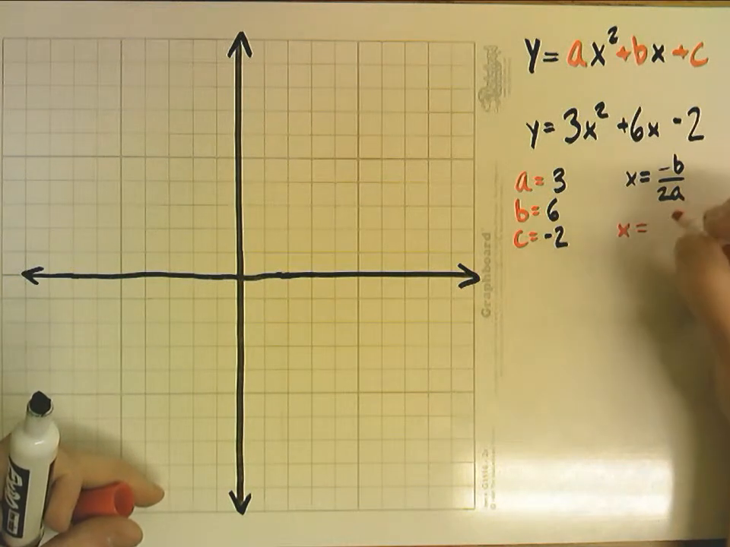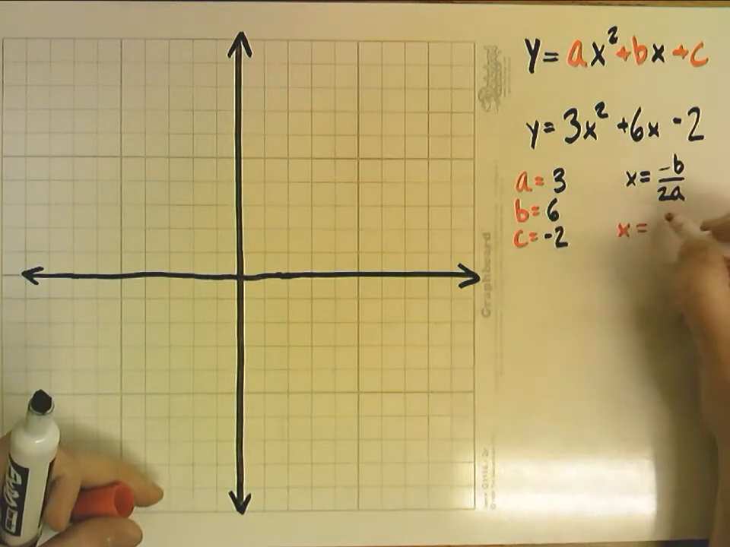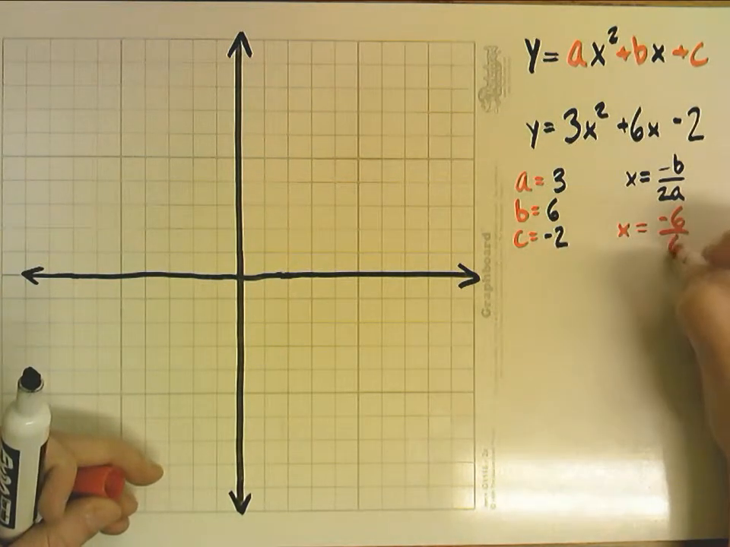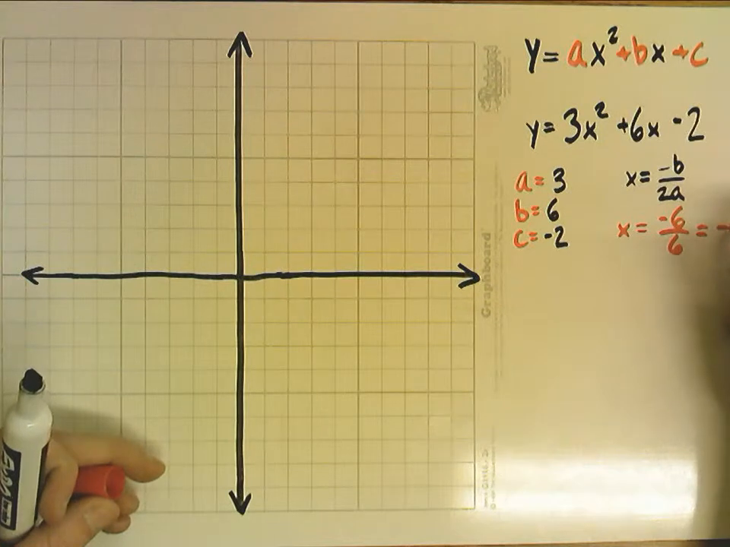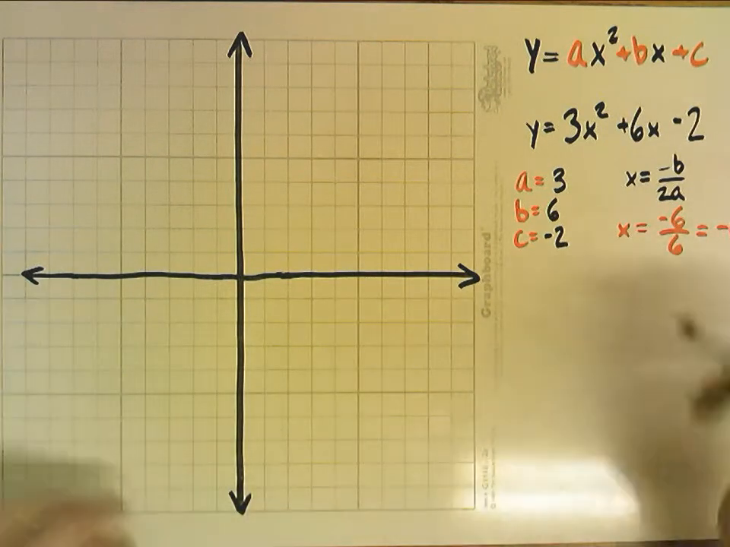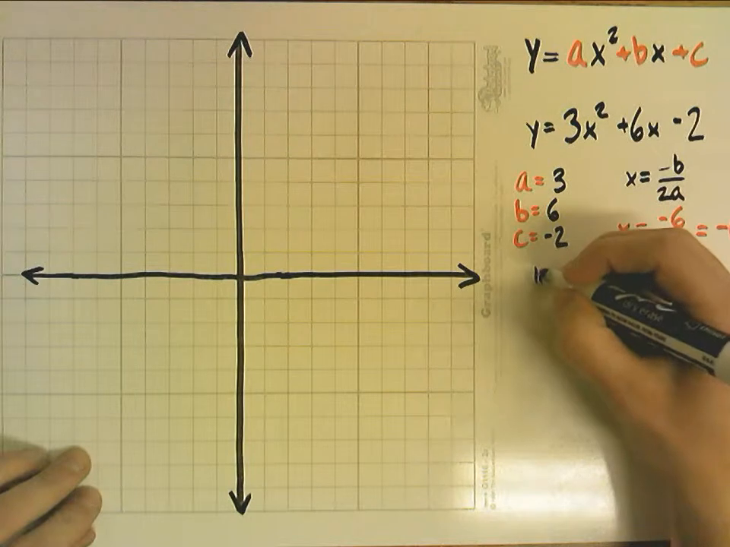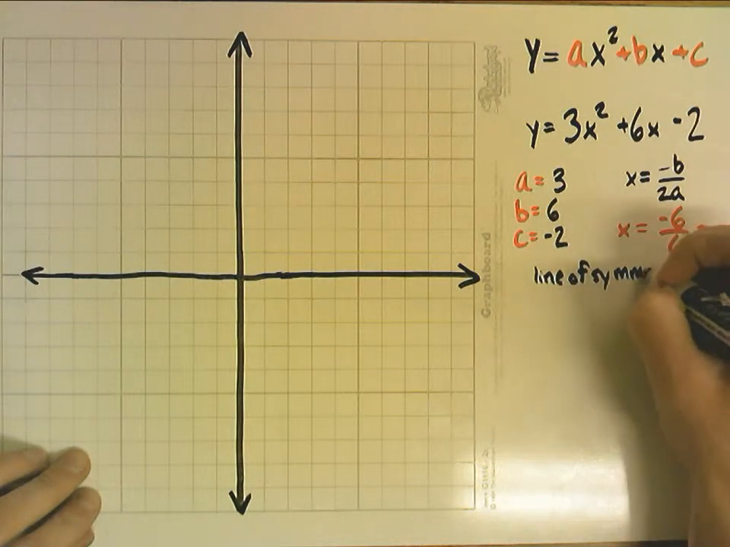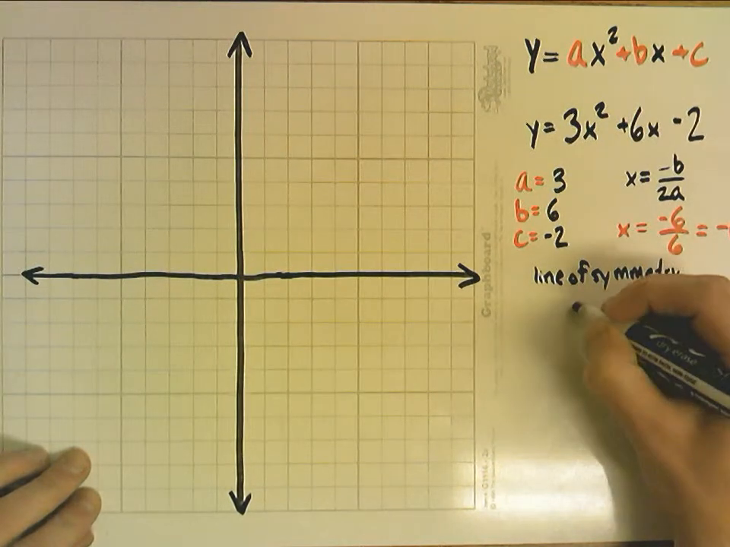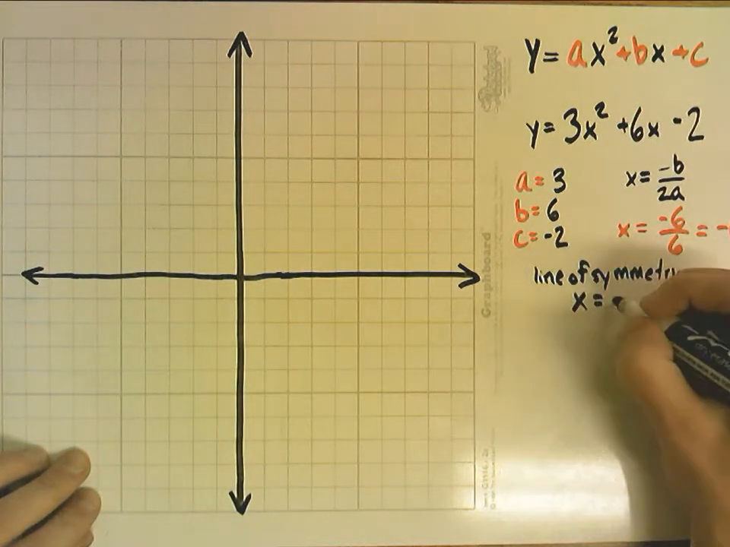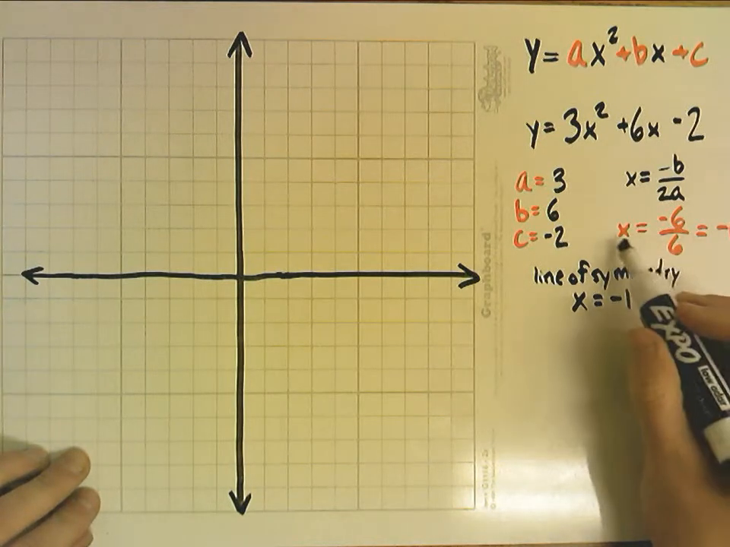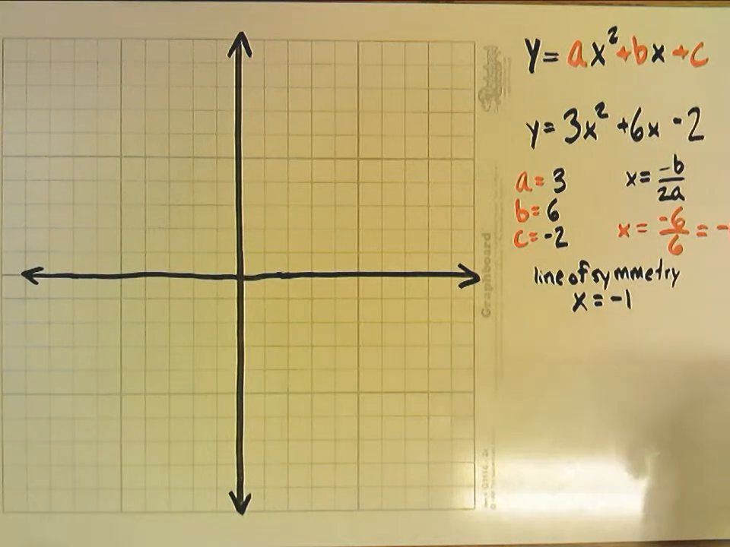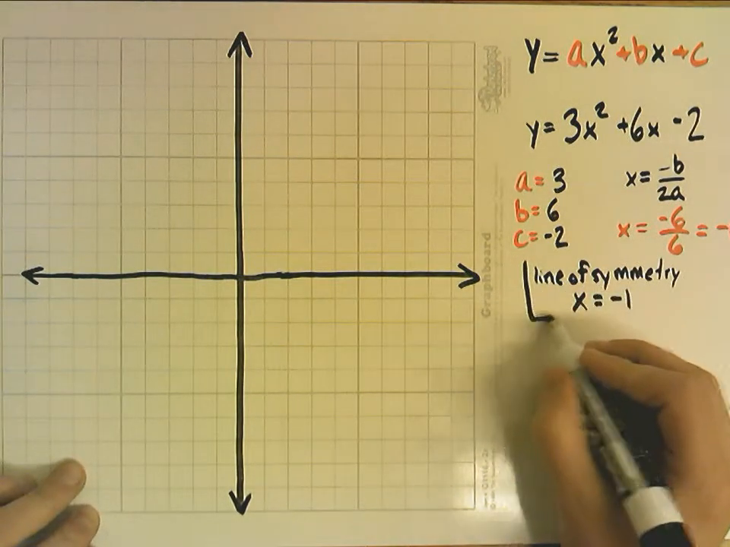X equals -6, our b, over 2a, which in this case would be 6. So we end up getting an answer of -1. So our line of symmetry, in this case, is x equals -1. It's important to see that we have our x equals -1. Our line of symmetry, obviously as its name says, is a line. So the answer we're getting is a line.